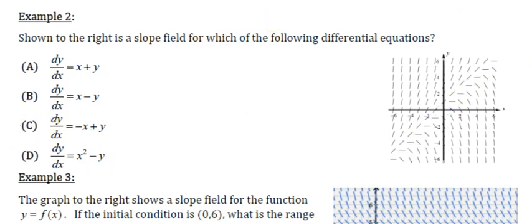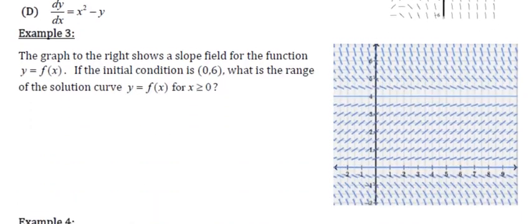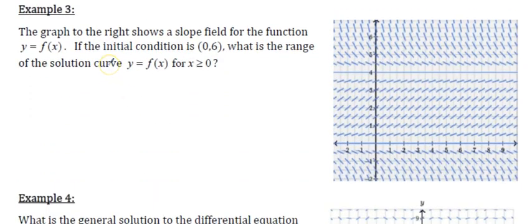Let's practice some more on another example here on this page. The graph to the right shows the slope field for the function f of x. The initial condition is 0, 6. What is the range of the solution curve for this? Let's take a look at this graph carefully. You can see that the slope is 0. Can you see here also that the slope is equal to 0?